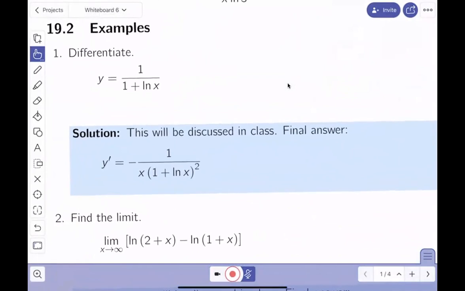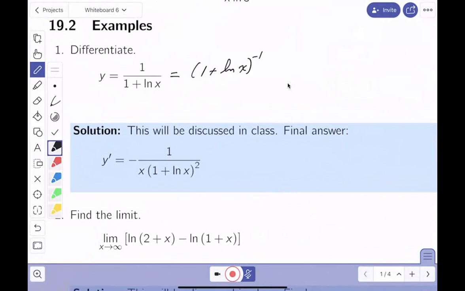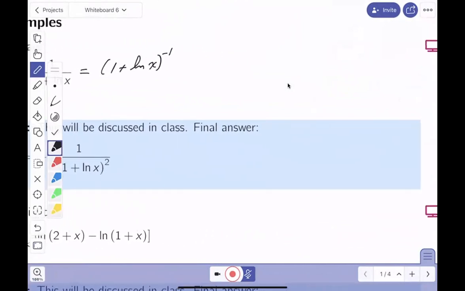So if I were doing number one, what I would do for number one is just simply rewrite it first. So how would I rewrite this? I'd write it as 1 plus the natural log of x to the minus 1. And if I were to take that guy's derivative, dy/dx, that would be minus 1 times, I'm using the chain rule, natural log of x to the minus 2, sorry about that, times the derivative of the inside.